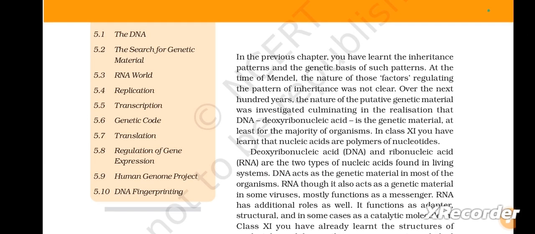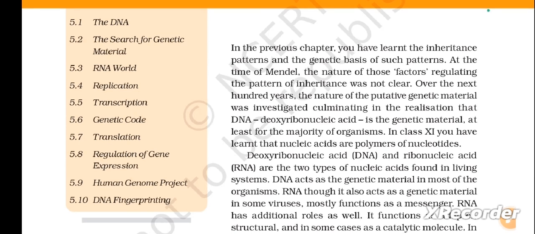So let's start. In the previous chapter, you have learned the inheritance patterns and the genetic basis of such patterns. At the time of Mendel, the nature of those factors regulating the pattern of inheritance was not clear. Over the next 100 years, the nature of the putative genetic material was investigated, culminating in the realization that DNA, deoxyribonucleic acid, is the genetic material at least for the majority of organisms.